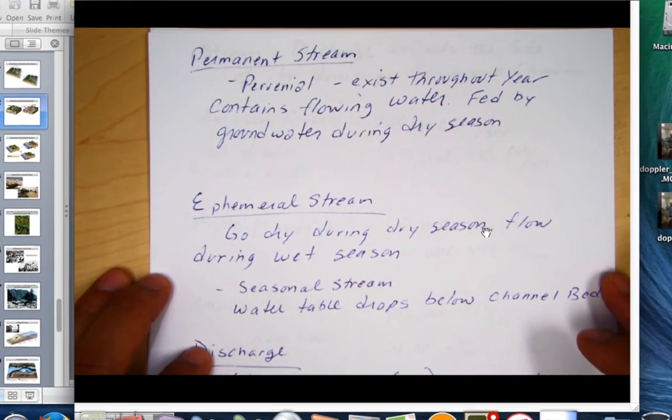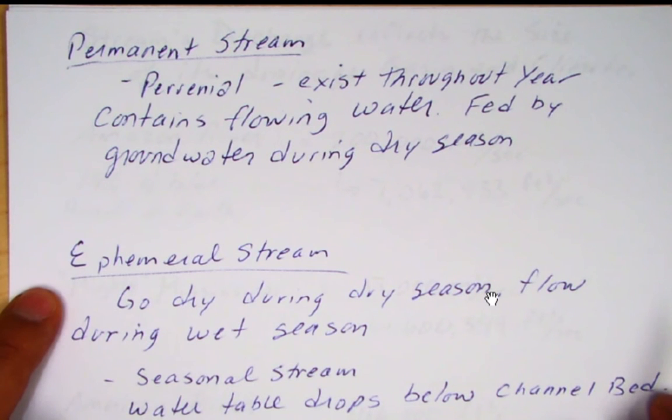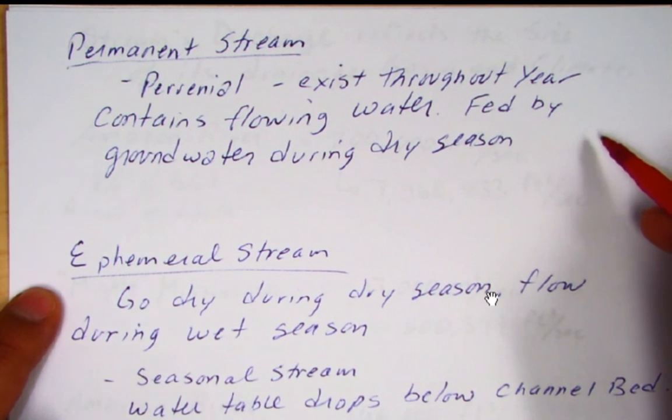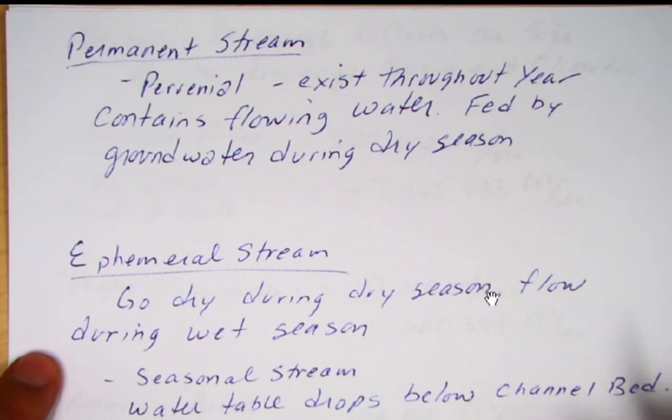There's a concept of a permanent stream versus an ephemeral stream. A permanent stream is one that exists throughout the year. It's fed by groundwater during the dry season, and it's obviously fed by rains during the wet season. For the ephemeral stream, it only has running water in it during the wet season, and in the dry season, the water table drops below the stream bed, so no water is fed into the stream.